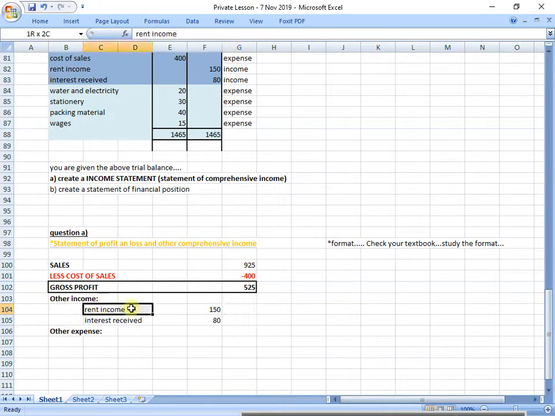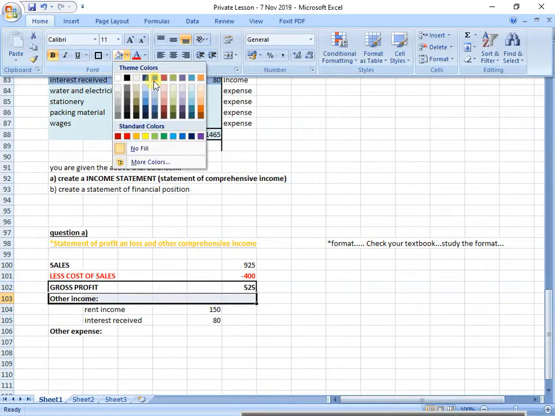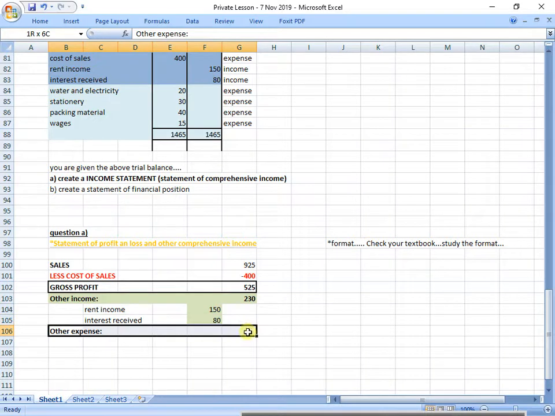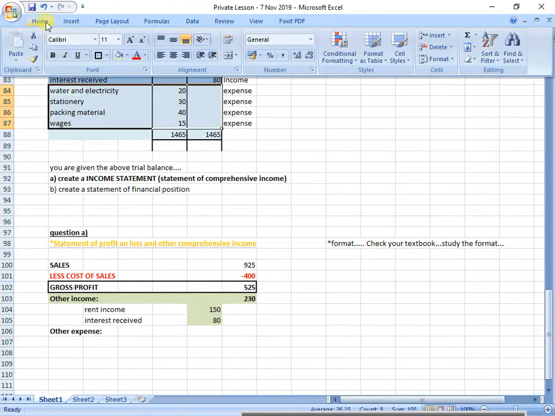Other income. How much other income did I have? So my other income is going to be how much? Add up these two figures. This plus that gives me 230. There's my other income. That's a positive. Right, other expenses. What expenses do I have? Here are the expenses.